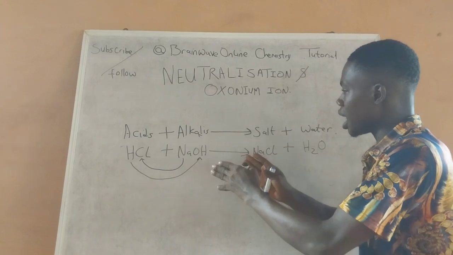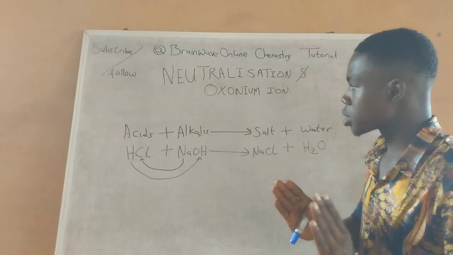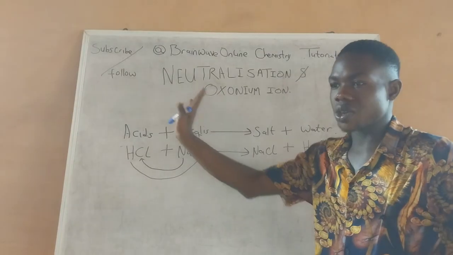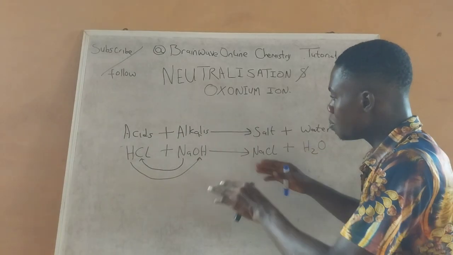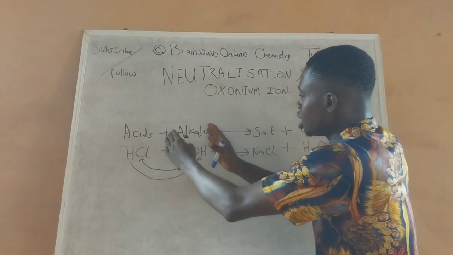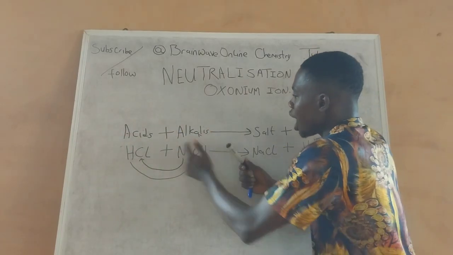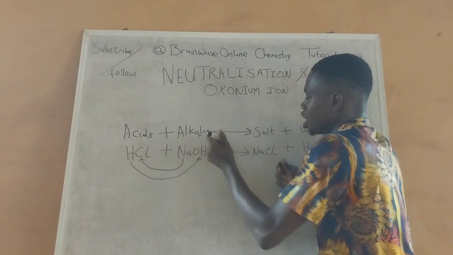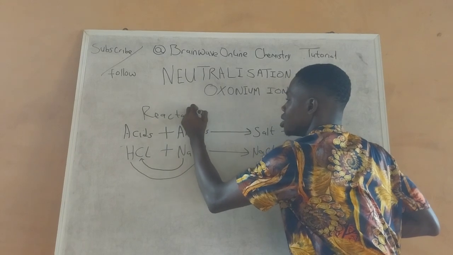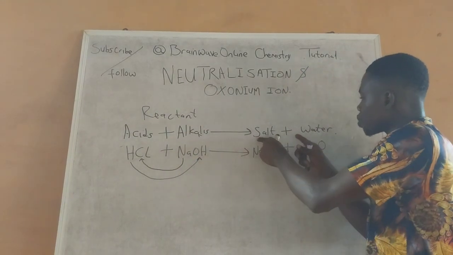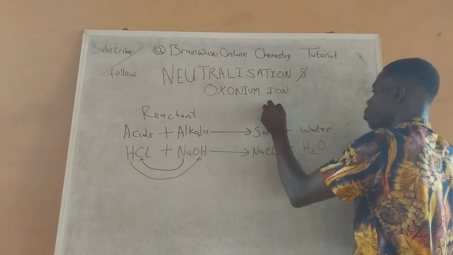Now please, when balancing chemical equations, so I'm diving a little bit into chemical equations, take note that the number of moles at your reactant side will equal the number of moles at your product side. Let me also say this. When balancing chemical equations, the values on your left hand side are called the reactants. So your acid that is reacting with your alkali is known as the reactant. Now the other side, what is being formed at your right hand side, is called the product.